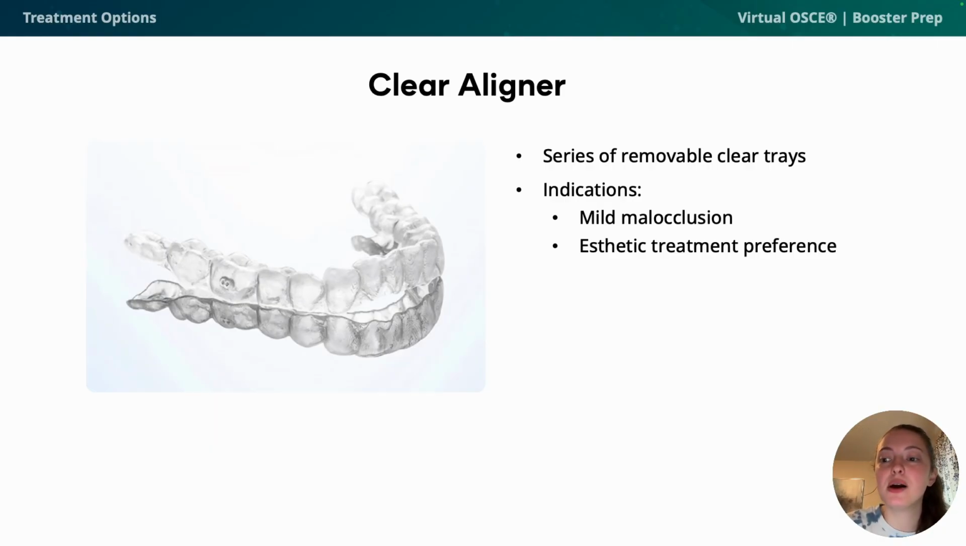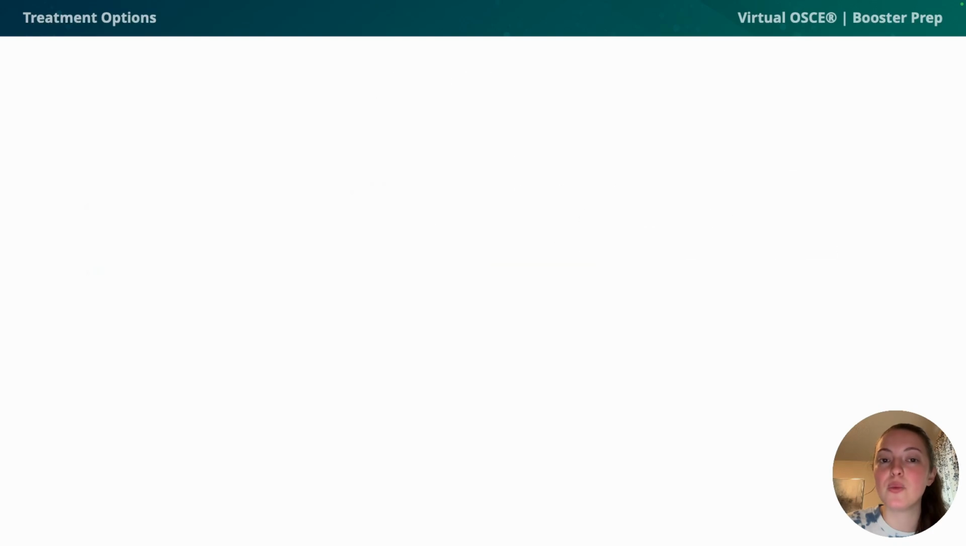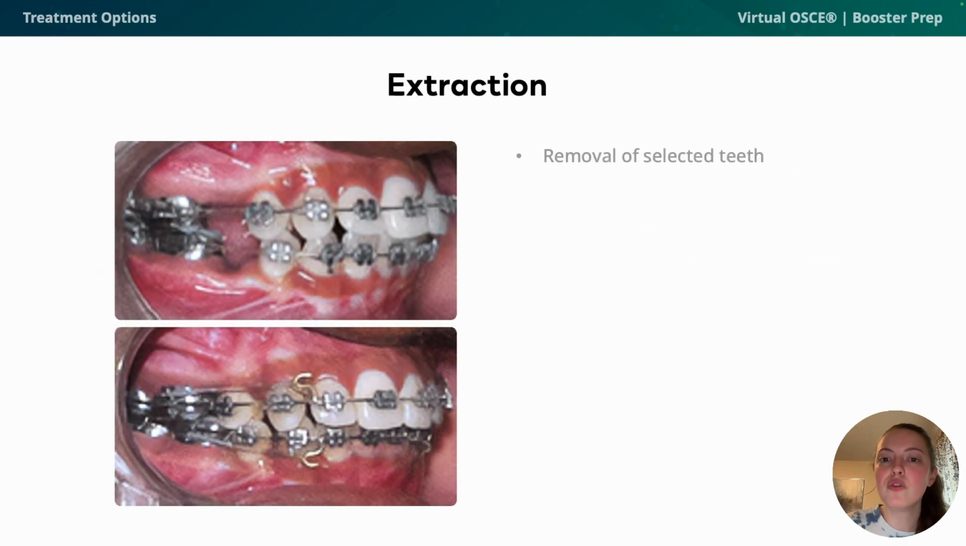Now, moving back to a little bit more intensive of a treatment option, we have extractions, or the removal of selected teeth. Now, this is more common than people tend to think, and we're actually taught that about a fourth of orthodontic patients actually do require some extractions. Now, the indications for extractions should hopefully make some sense. All of the teeth are not going to fit in the mouth, or there are contraindications to keeping them, so we need to get rid of some.